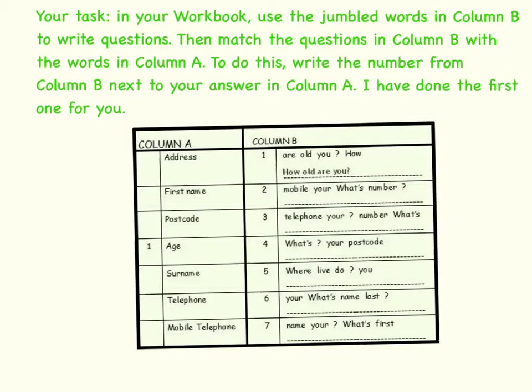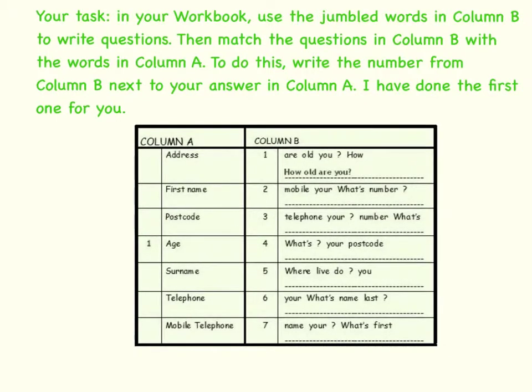Your next task will again be done in your workbook. If you look at column B of this form here, you will see that there are jumbled words. Your task is to unjumble these words and write the unjumbled version in the space provided in your workbook. This is not a difficult task if you look for the clues.